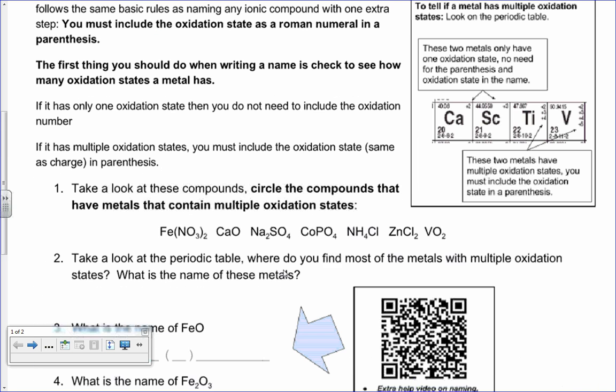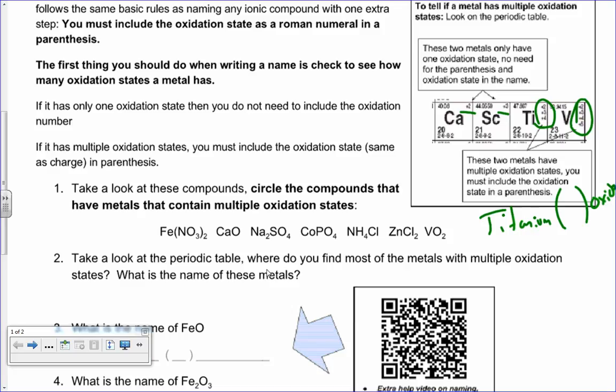If you have a metal with just one oxidation state, then you don't need parentheses, you don't need the oxidation state, because there's only one possible thing it could do. For instance, if you look on your homework, we have calcium, that is one oxidation state, and Sc just has one oxidation state. You're looking in the top right of the box. But then titanium and vanadium right next door have 3 and then 4 oxidation states. So when you're naming, say, titanium oxide, it would be titanium, then the oxidation state, then oxide. And same thing with vanadium. So anytime you're naming a compound with either of these or any other metal with multiple oxidation states, you've got to include the oxidation state.